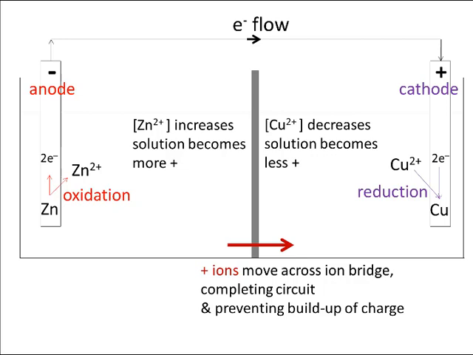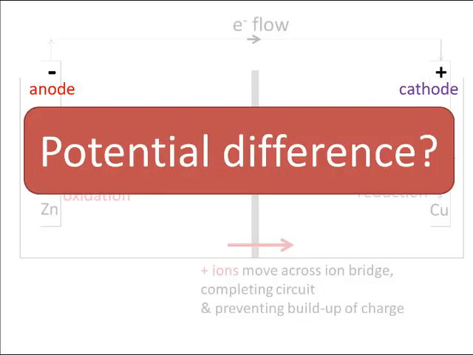Now, only one thing remains for us to understand the zinc copper cell, and that is, what would the potential difference be between a zinc and a copper electrode? And this is what we'll start to understand in the next video.